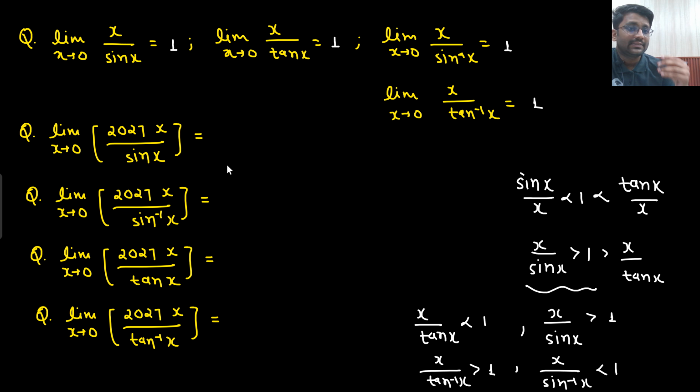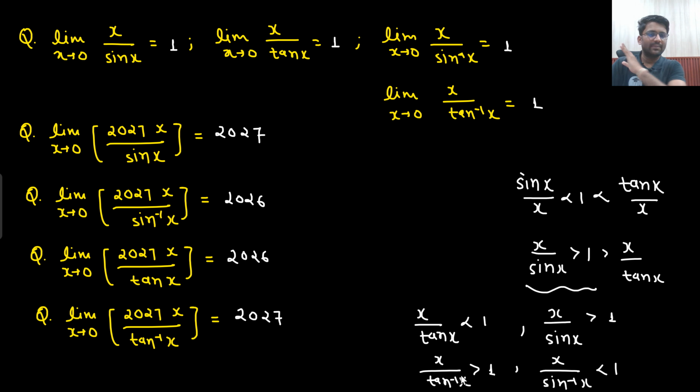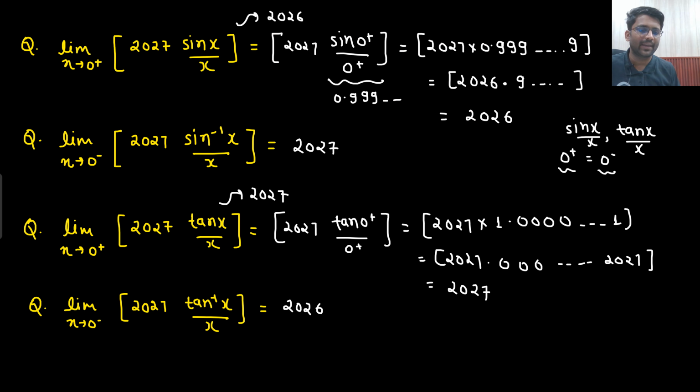So x by sin x is somewhat greater than 1. So what answer will it give you? 2027. x by sin inverse x, just the opposite of this, 2026. x by tan x, 2026. Why is that so? Because, sir, it is somewhat lesser than 1, so 2026. And what about this one? 2027. So all the concepts are crystal clear. This discussion is absolutely clear to you.